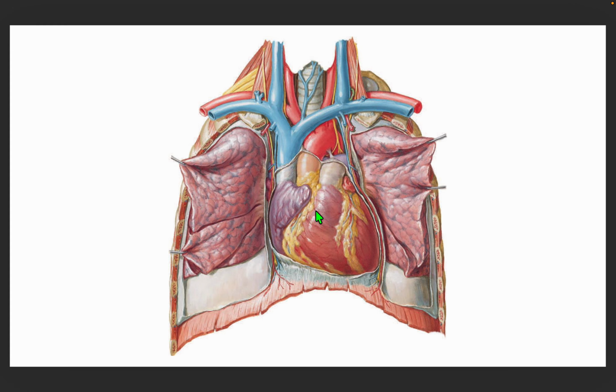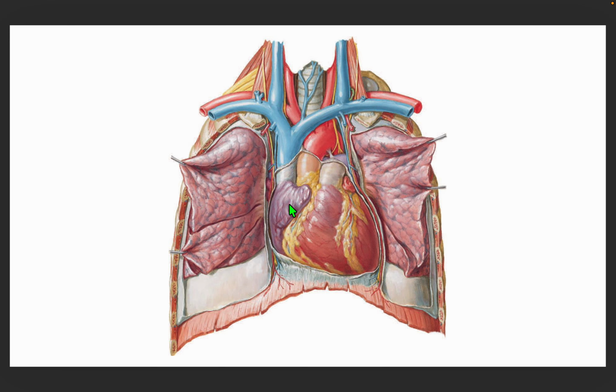So all of them form the anterior relations. Posteriorly, to the right side, we have the right pair of pulmonary veins. To the left side, we have the interatrial septum, because we are talking about the right atrium, which is over here. To the left side, obviously, it will be the interatrial septum, which is separating it from the left atrium.